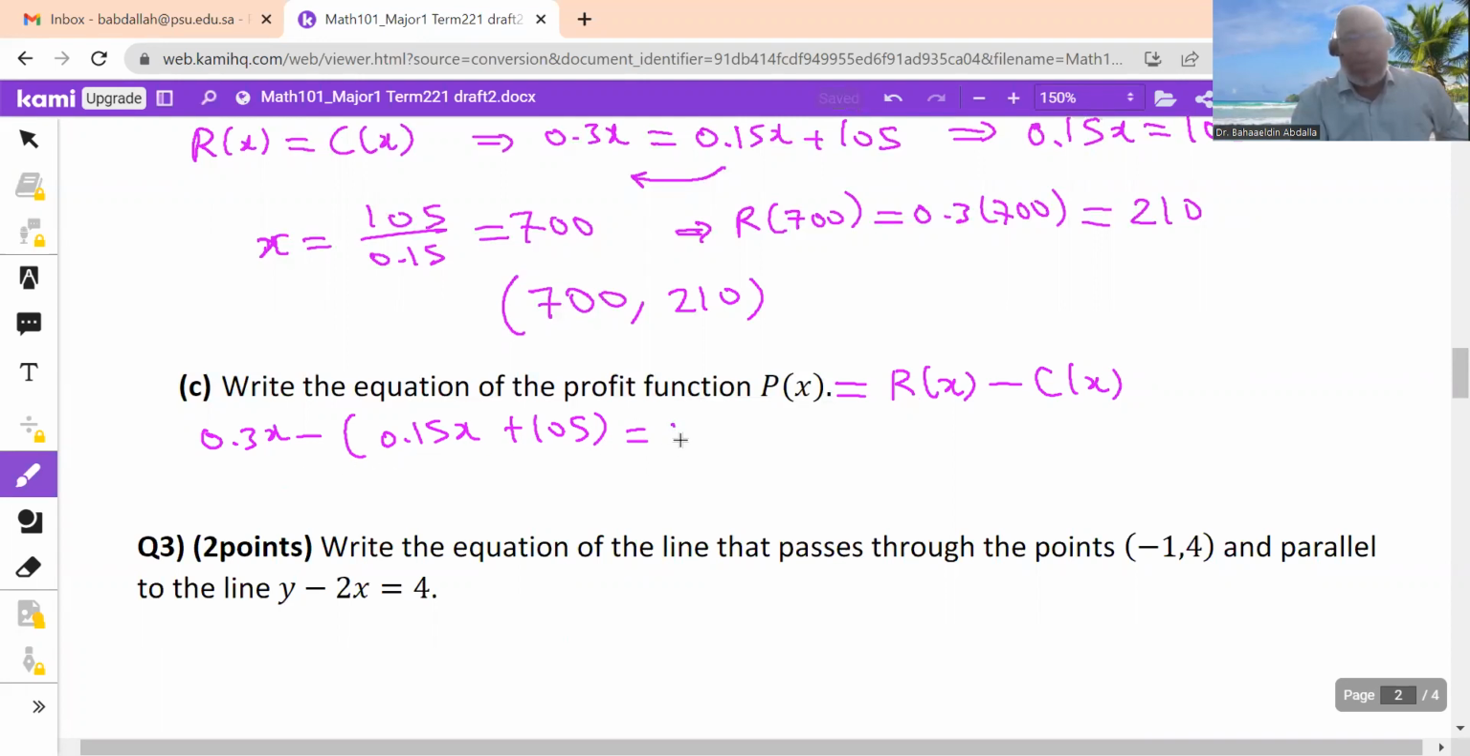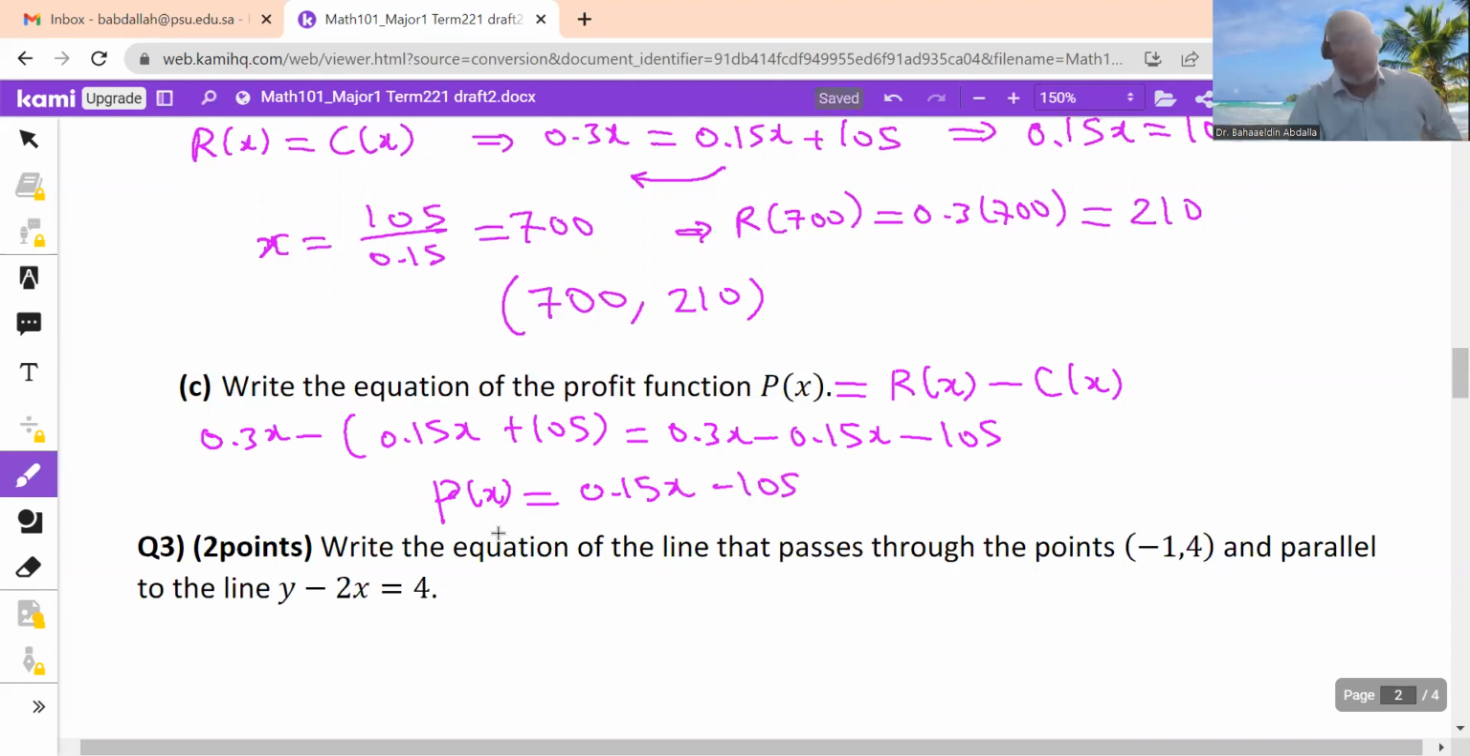So I'll have 0.3x minus 0.15x, then minus 105. So the profit function would be 0.3 minus 0.15, which is again 0.15x minus 105.